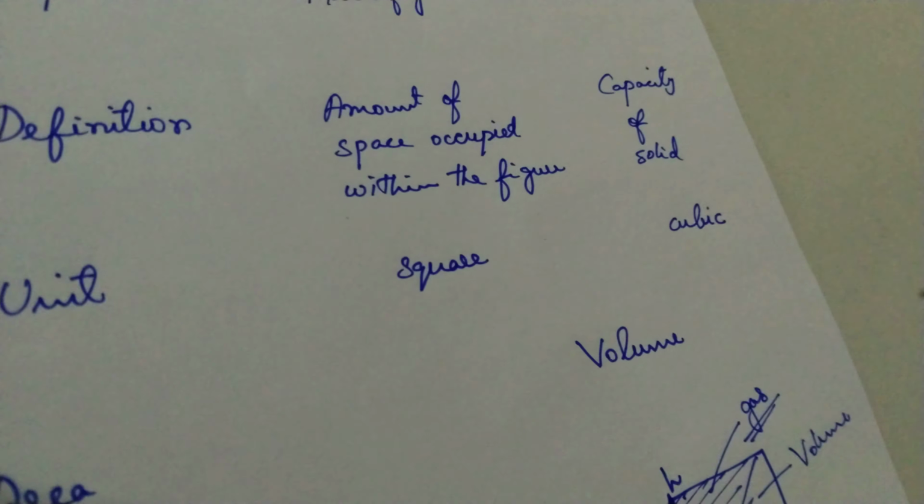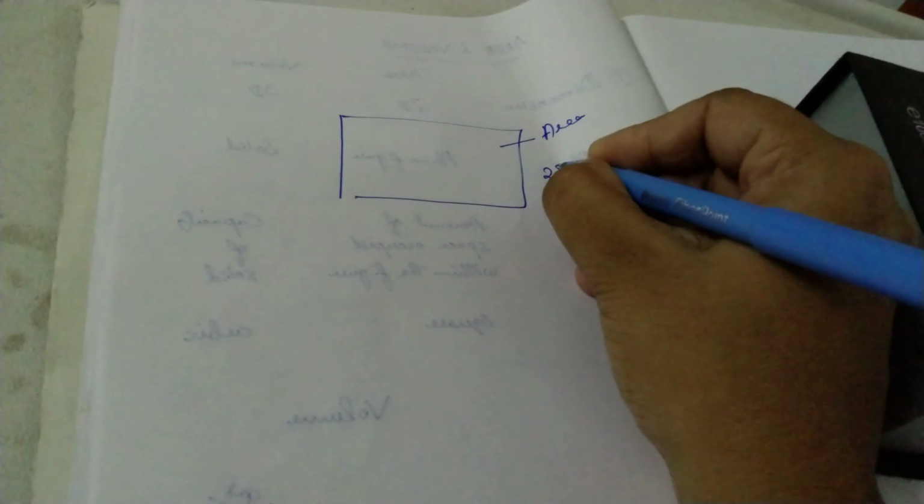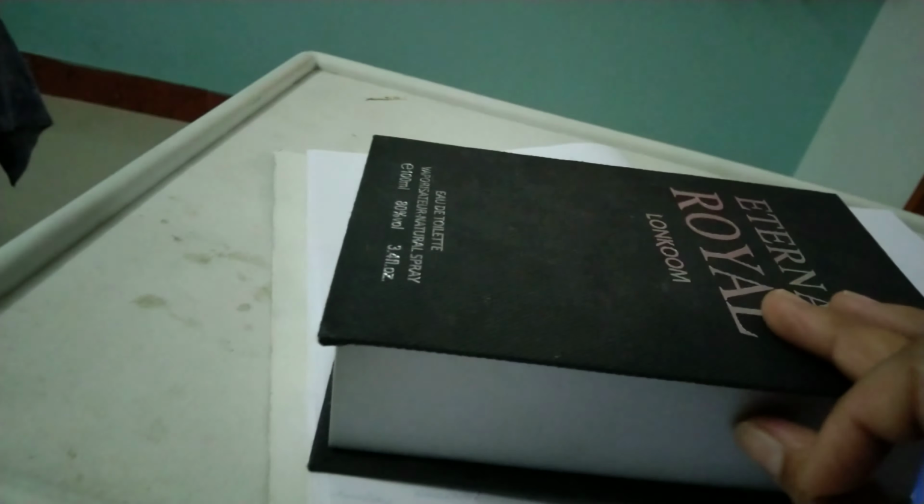I will explain it through a box. This is the box. This is the base of the box. When I draw this base, I can draw it on a paper. This gives the area. It is 2 dimensions. The base is 2 dimensions, length and breadth. When I added a third dimension, say height, this is the height. When I added a third dimension, height, it becomes volume.